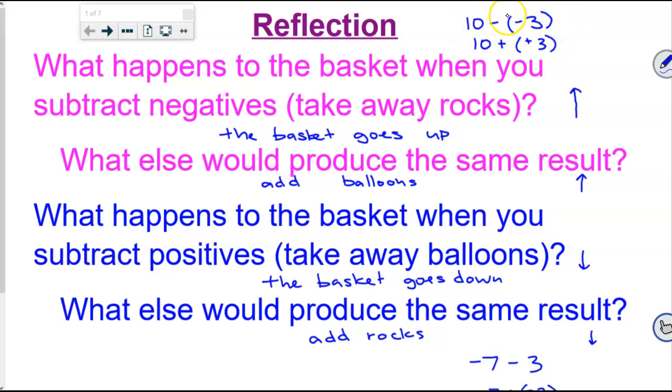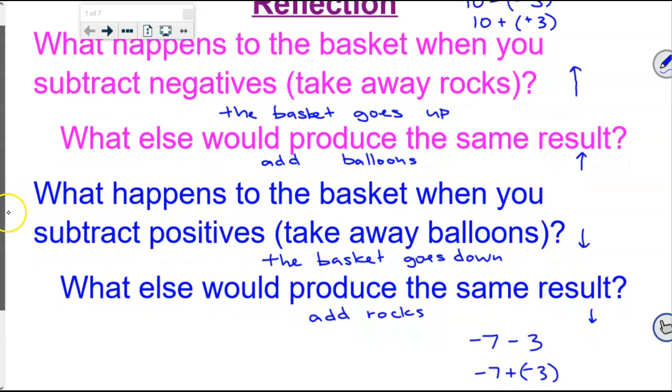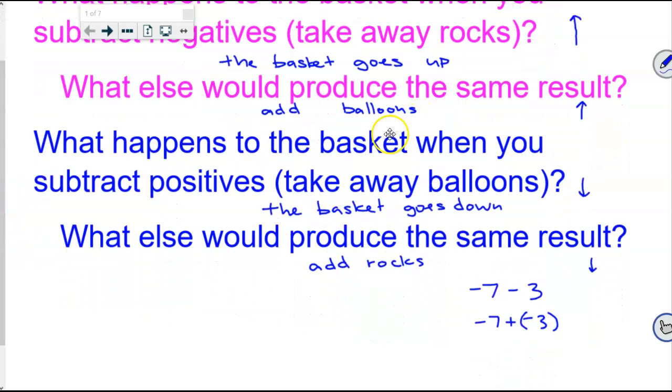Why is that so important? Because if we have a problem like this, 10, that's balloons, taking away 3 rocks. If all I have is balloons, do I have rocks to take away? It's a problem, right? So instead of worrying about taking away rocks that we don't have, we can change it to adding balloons. Adding is so much easier. So we can change that problem, just like we can make this change.